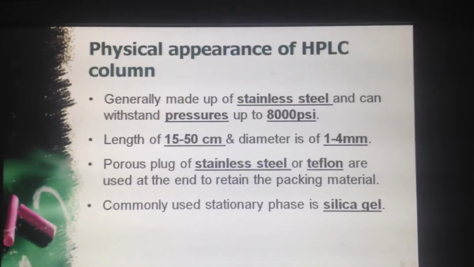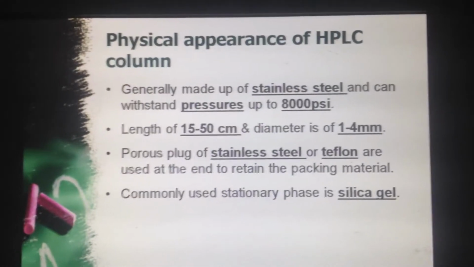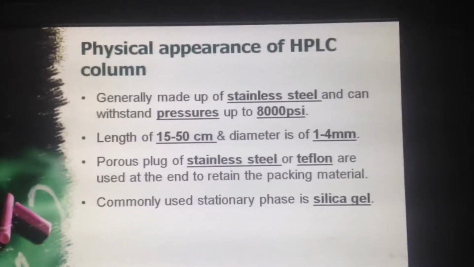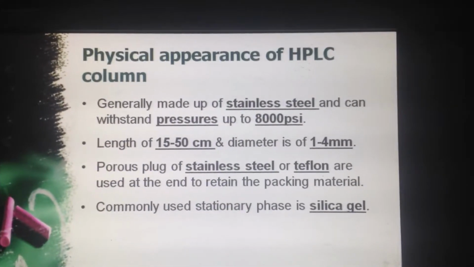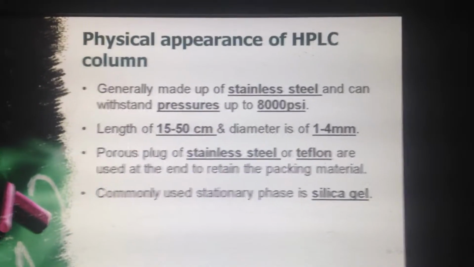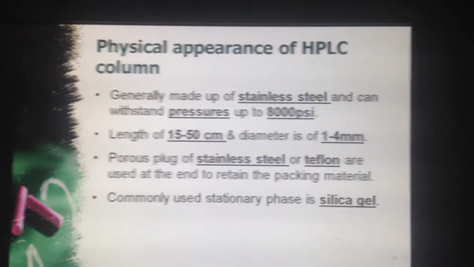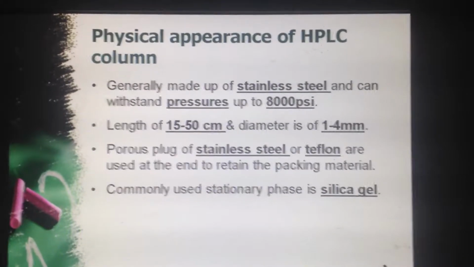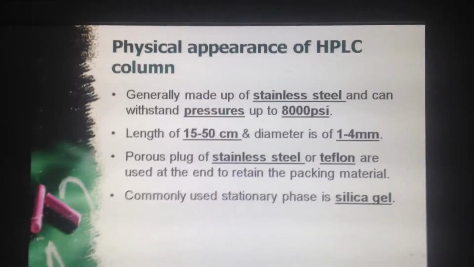Next, physical appearance of HPLC column. Generally made up of stainless steel and can withstand pressure up to 8000 psi. Length is of 15 to 50 cm and diameter is of 1 to 4 mm. It is made up of stainless steel or Teflon frits are used at the end to retain the packing material. Commonly used stationary phase is silica gel.